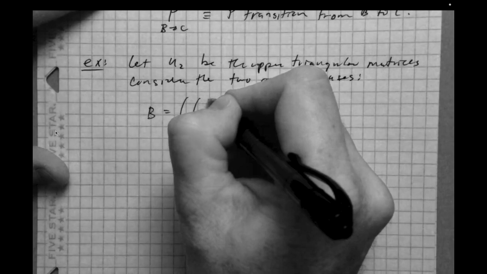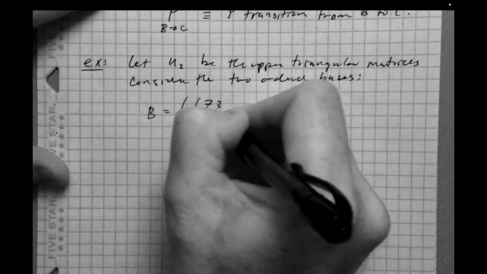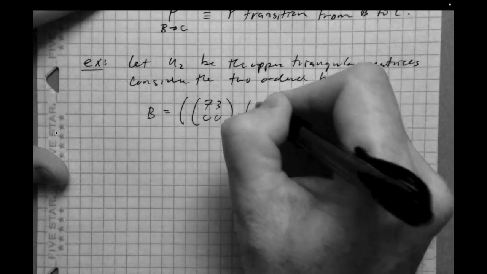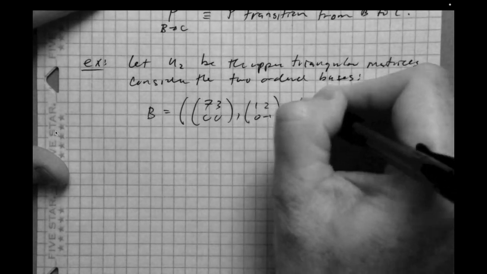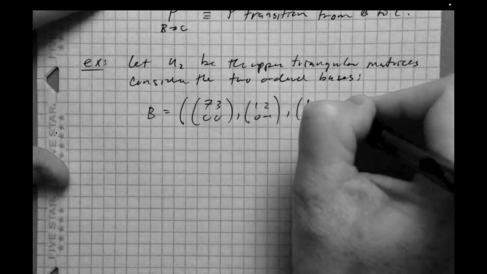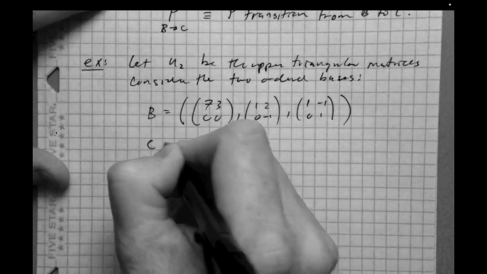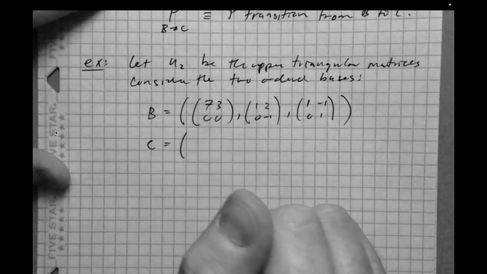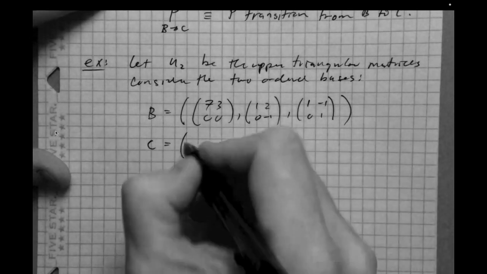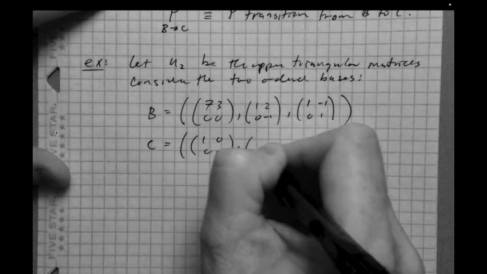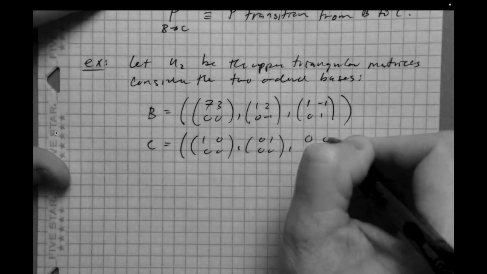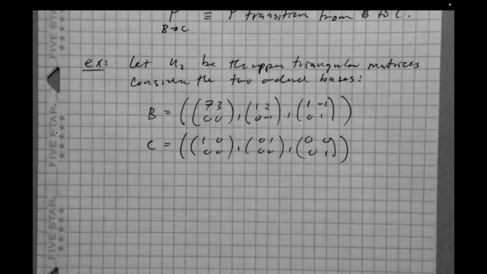It's going to be 7 3 0 0, 1 2 0 negative 1, and 1 negative 1 0 1. Okay, so that's the first ordered basis B. And then the second one is what we would think of as the standard ordered basis here: 1 0 0 0, 0 1 0 0, 0 0 0 1. So C is the more standard one, B is something else. Both of them are bases, though. Both of them can be used to represent any upper triangular matrix.